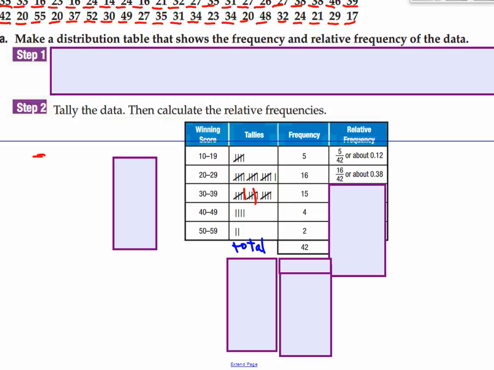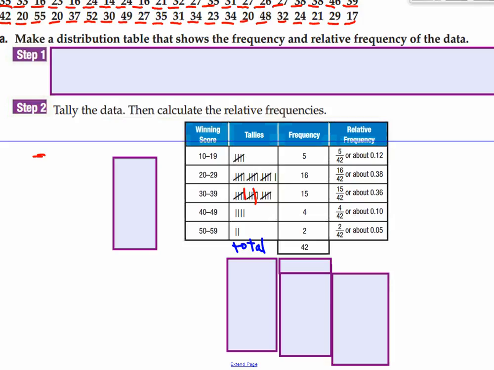16 over 42 or 0.38. You probably want to write it both ways. 15 over 42 or 0.36. And 4 over 42 and 2 over 42.